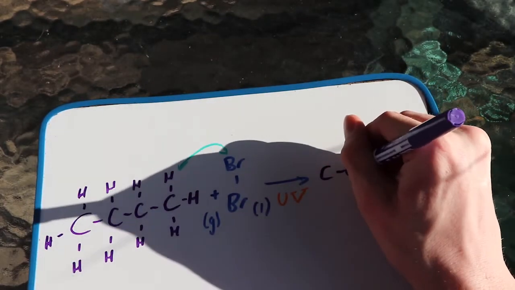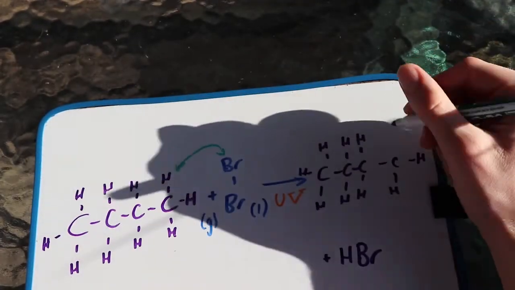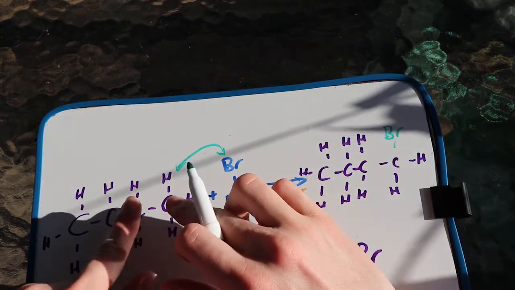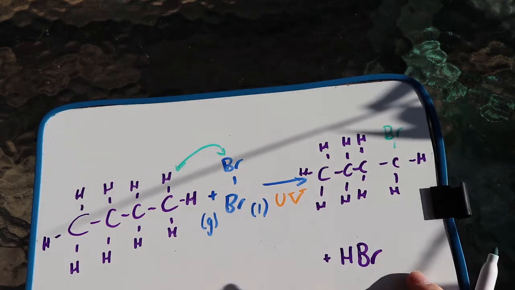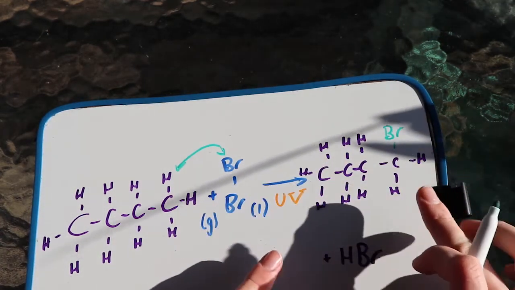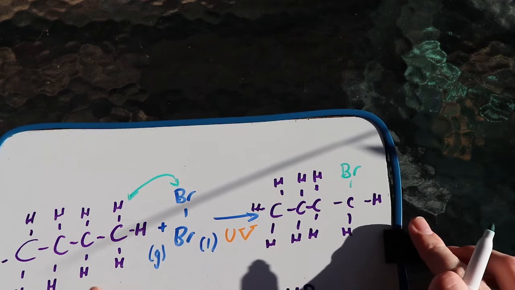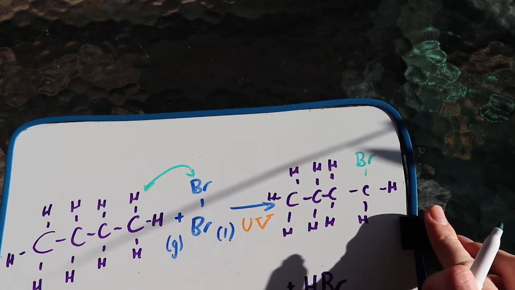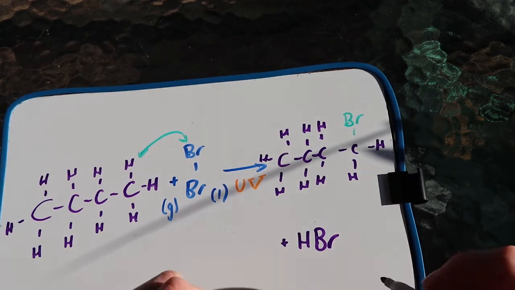So we'll have C, C, C. We're going to put the bromine in here, because we've now substituted it in by substituting this H out for a Br. By substitution, we have created a haloalkane. This would be butane, and this is now 1-bromobutane, and then we just have hydrobromic acid left over.